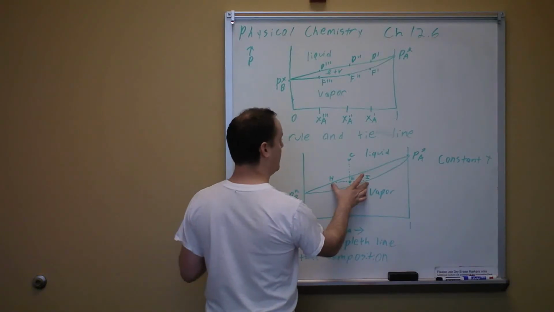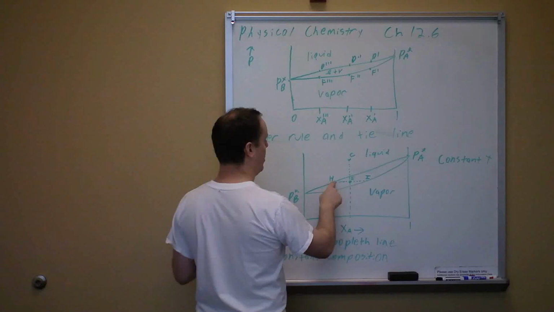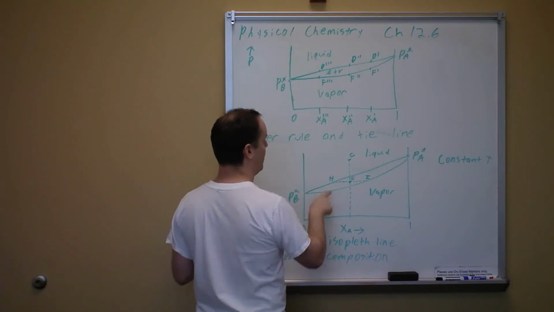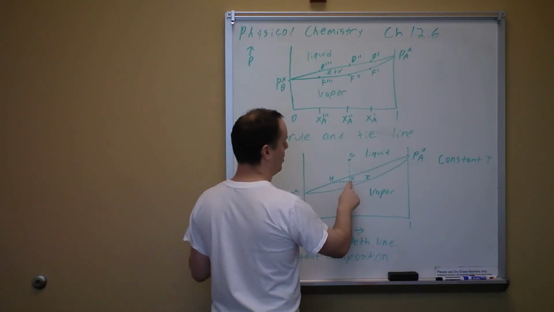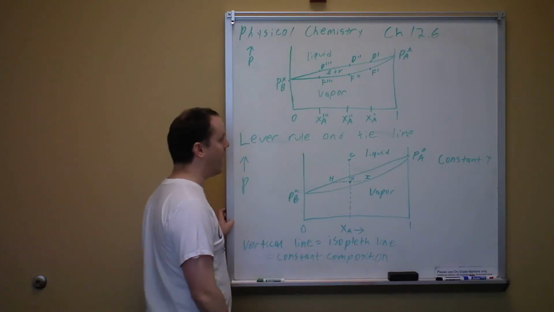This horizontal line here is called a tie line. So it goes from point E straight to the left until you hit the top curve. We're calling that point H. And you start at point E, go straight to the right until you hit the other curve. We're calling this point I.